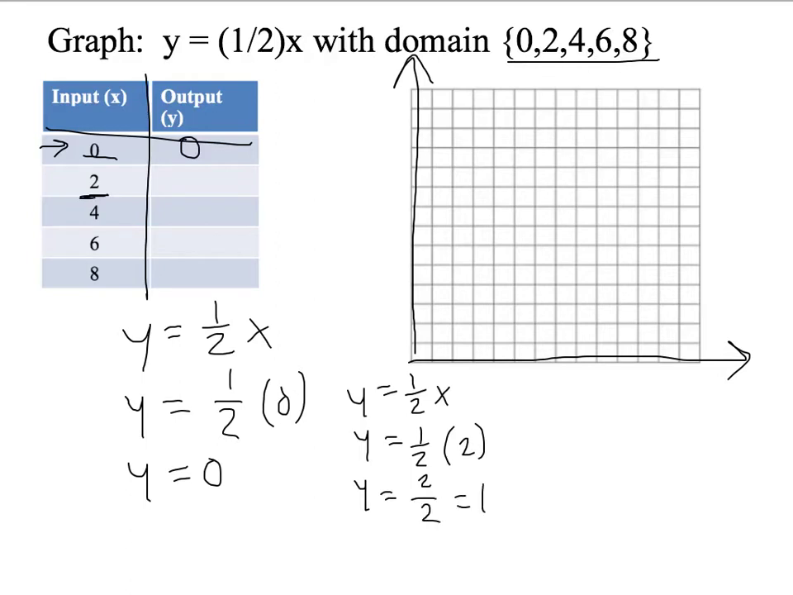So by multiplying things by 1/2, we're basically dividing the x value by 2 every time. 0 divided by 2 is 0. 2 divided by 2 is 1. 4 divided by 2 is 2. 6 divided by 2 is 3. And 8 divided by 2 is 4.